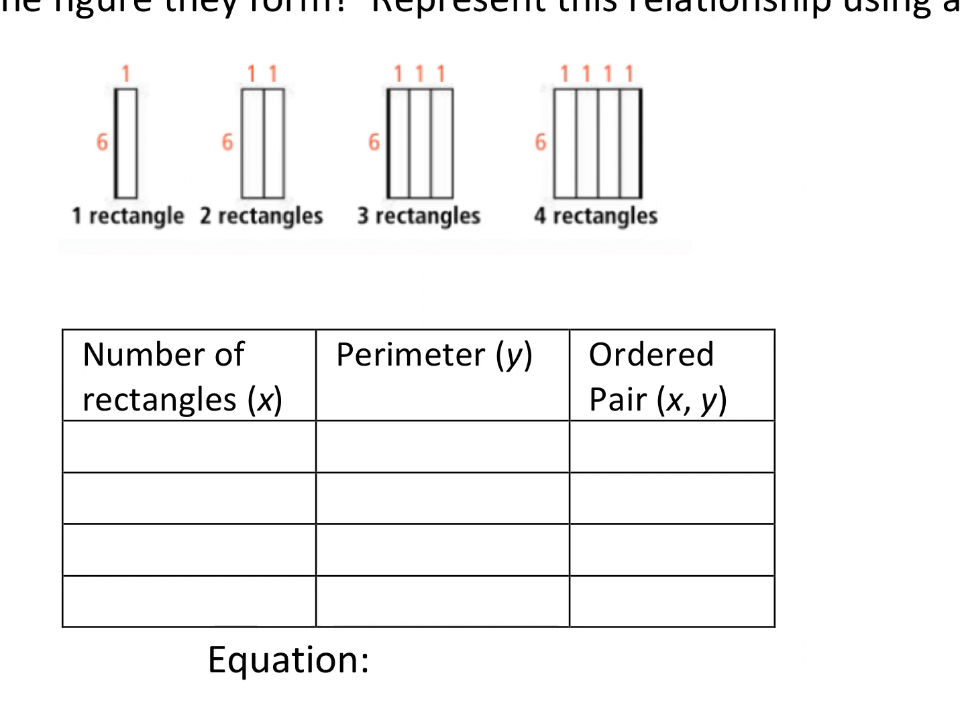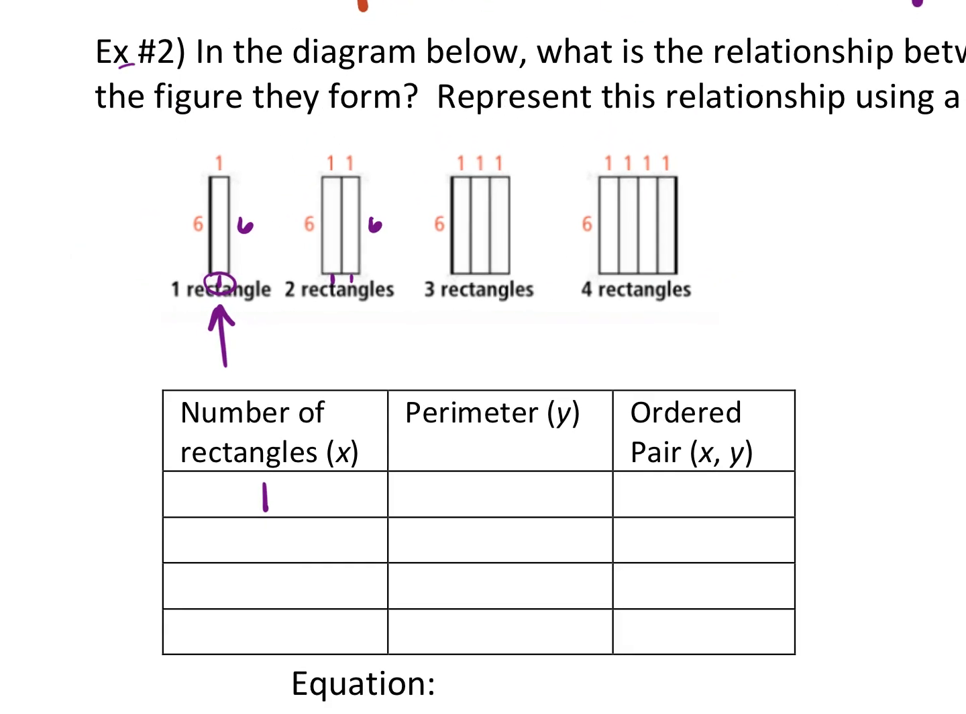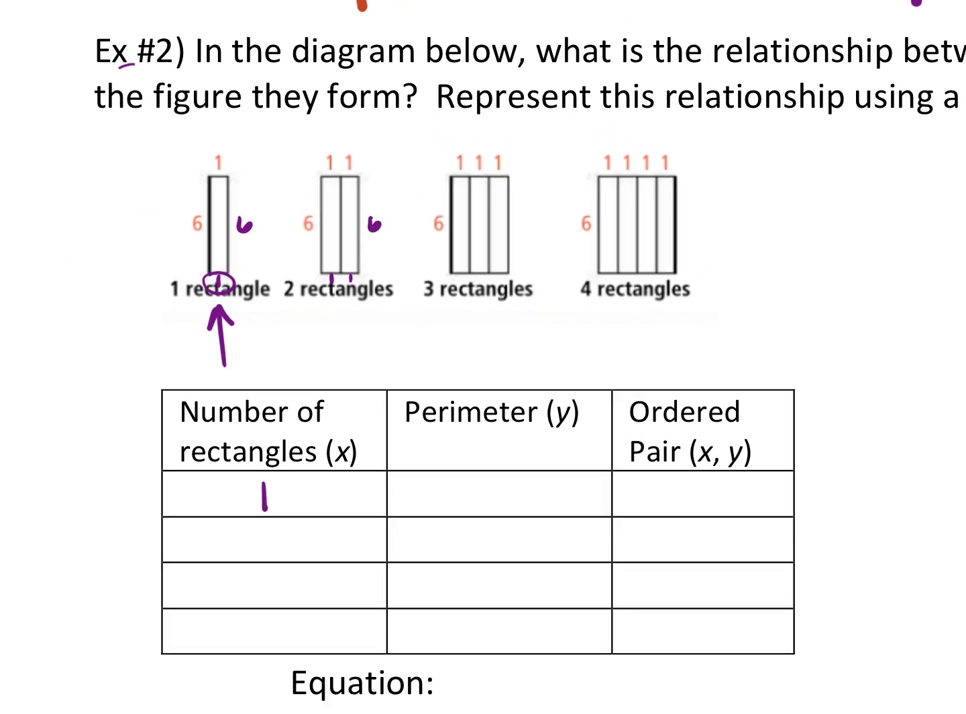So if you look at your setup, starting here, how many rectangles are there in that first one? 1 rectangle, okay? Now think about your perimeter. You can think of it like this would be a 6 and these would both be 1s, right? In that first one, this was a 6 and this was a 1. So I went 1 plus 1. So this is 1, 1, 6, and 6, okay?